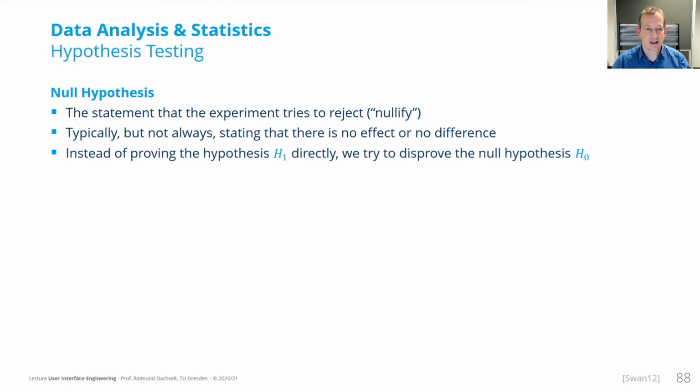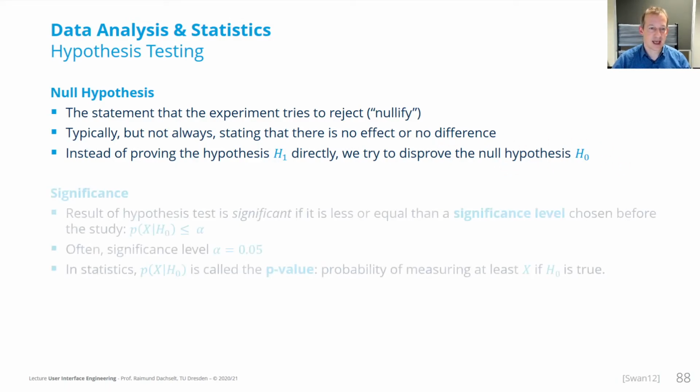A typical null hypothesis says there is no time difference between the spatial condition and the touch condition. There is no difference. Or there is no difference in the error rate given mouse A and mouse B, for example. So instead of proving the hypothesis H1 directly, we try to disprove the null hypothesis. That's just to say it again, very important.